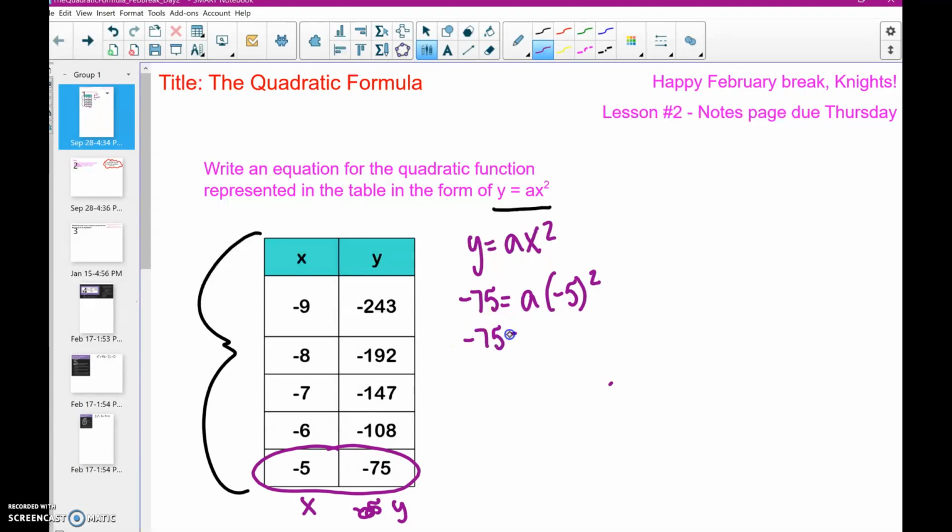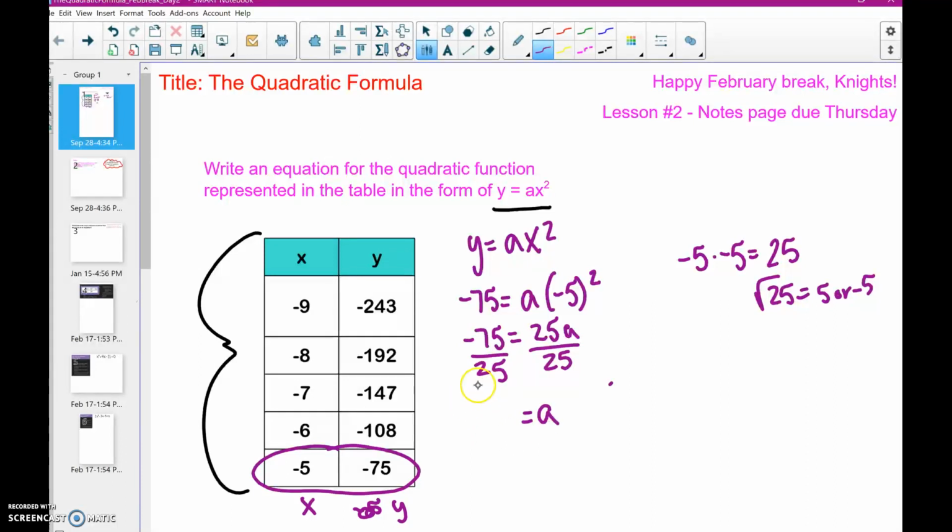Simplifying our parentheses first, -5 squared, which we talked about last Friday and in the first class lesson. -5 times -5 is 25. We were talking about how the square root of 25 could be 5 or -5. So we would have 25a. And then to get a by itself and balance our equation, we're going to divide by the coefficient on a. So we're dividing both sides by 25, and -75 divided by 25 is -3.